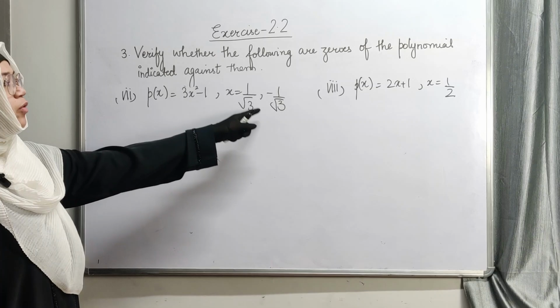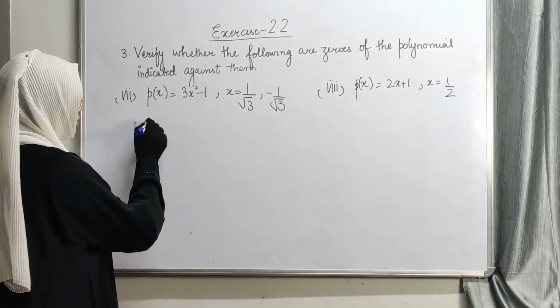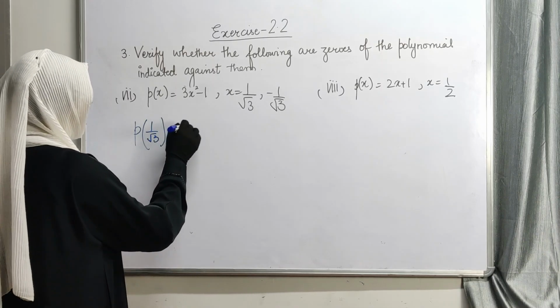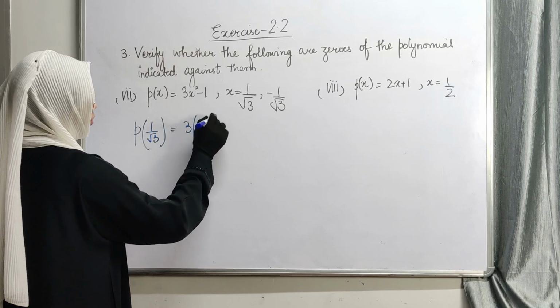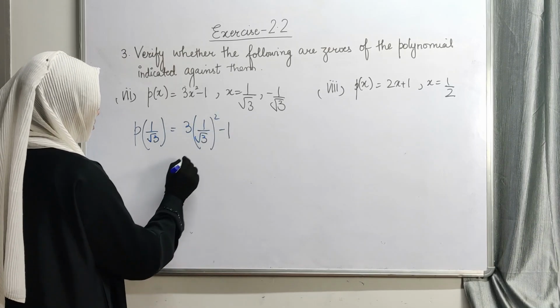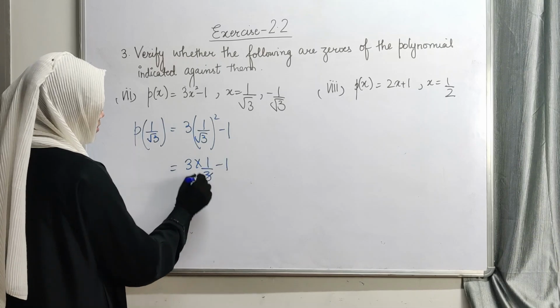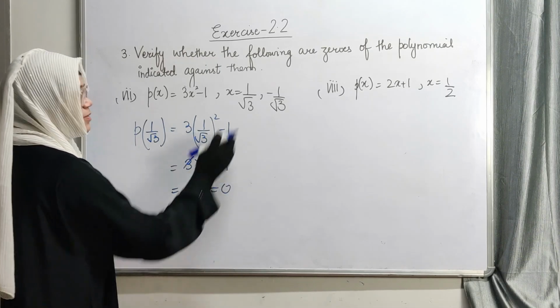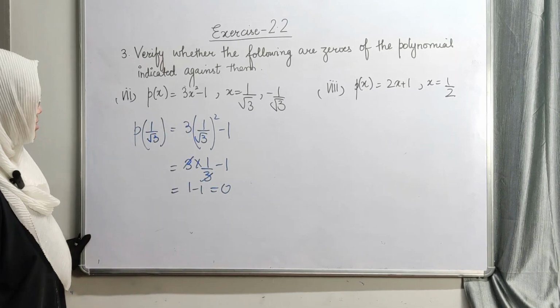Moving on to the seventh part, p(x) is equal to 3x square minus 1, at x equals 1 upon root 3, comma, minus 1 upon root 3. First check with 1 upon root 3. 3 times 1 upon root 3 whole square minus 1. 3 multiplied by 1 upon 3 minus 1. 1 minus 1 equals 0. It means 1 upon root 3 is the zero of the polynomial 3x square minus 1.